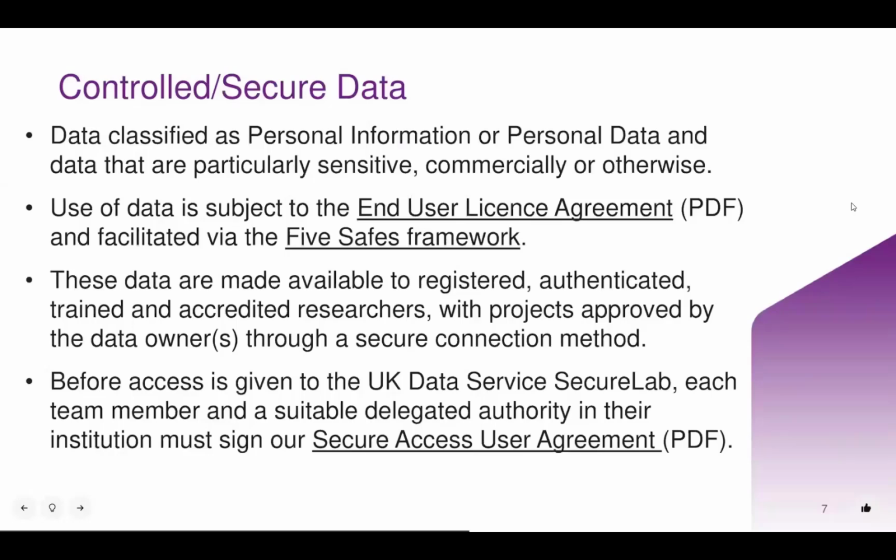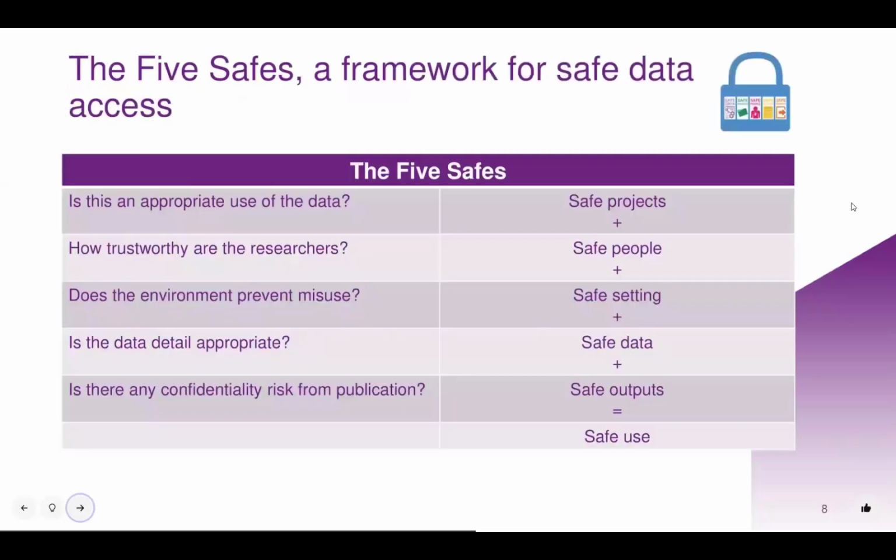So before access is given through our SecureLab, which is our trusted research environment, each team member needs to have in place a fully executed secure access user agreement. We will see everything in detail, just add it here as first information. What we need to keep in mind here is that controlled data are legally protected, classified as personal information, and as a service, we are able to share those data for research purposes under the 5 Safes framework. What is the 5 Safes framework?